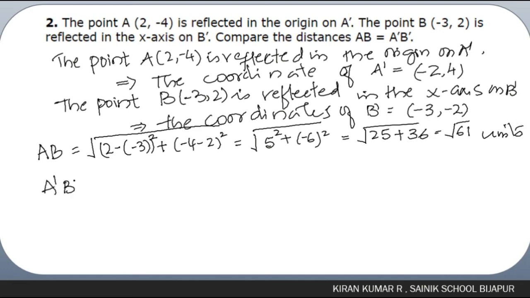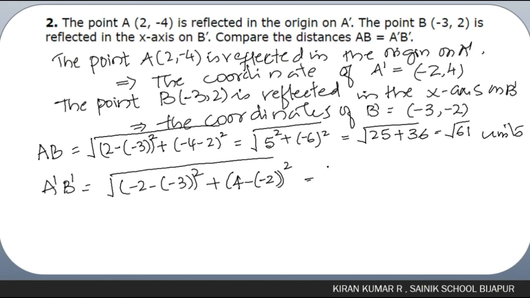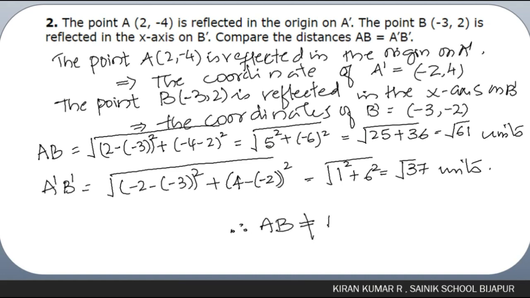Let us find A dash B dash. It will be root of (-2 minus -3) whole square plus (4 minus -2) whole square. This will become equal to root 1 square plus 6 square, which is root of 37 units. Therefore, the lengths AB and A dash B dash are not equal.